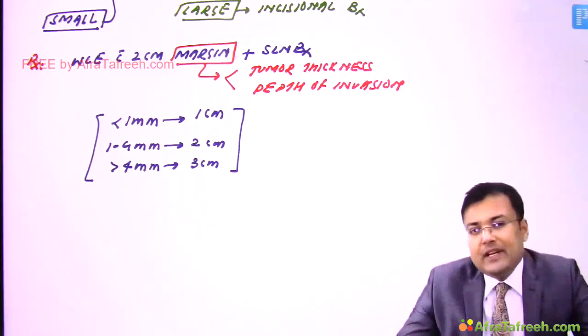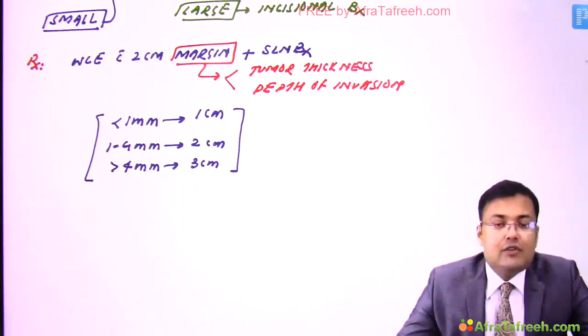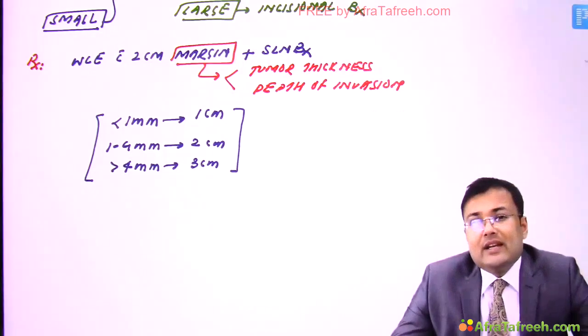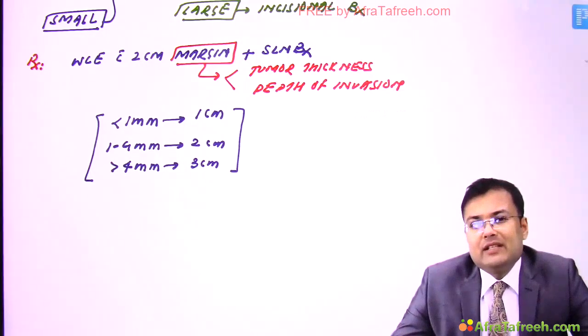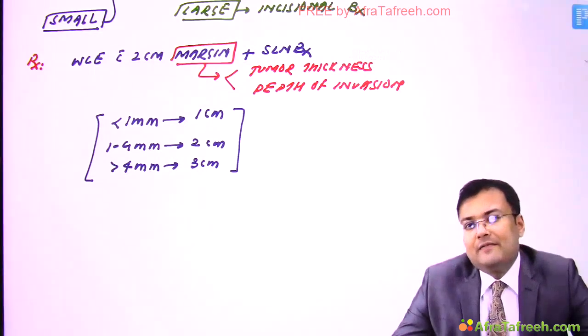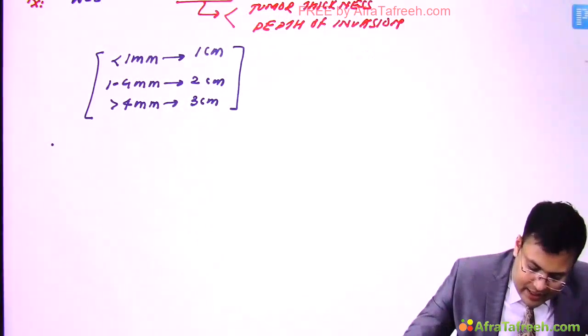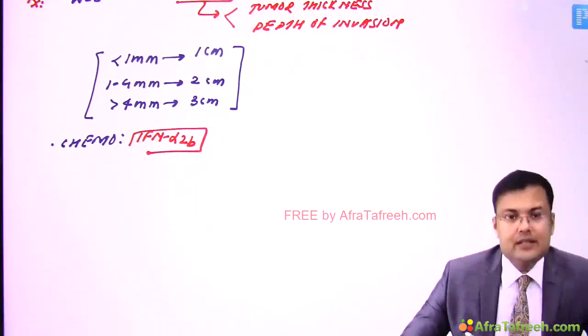And if specifically in the question tumor thickness is given, then it varies from 1 to 3 cm. You know that malignant melanoma is a radio-resistant tumor, and we have only one chemotherapy agent which has some kind of response. So which agent? It is interferon alpha 2b. This is the agent which is used.